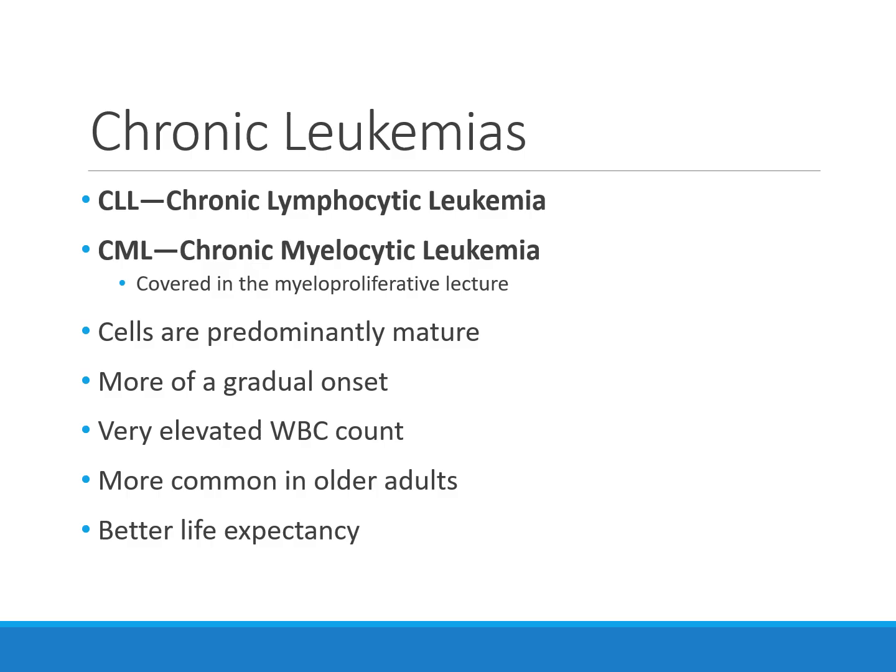So what we see in chronic leukemias are predominantly mature cells. The problem is we just see a higher number than is normal of any specific cell line. This proliferation is more gradual in onset than acute leukemias, but what we see is a very elevated white blood cell count.